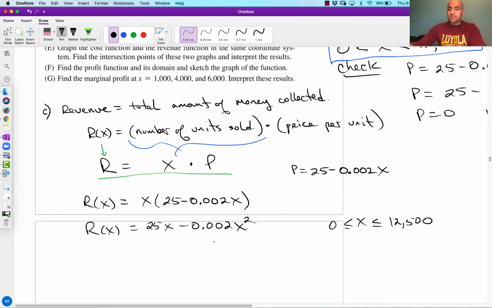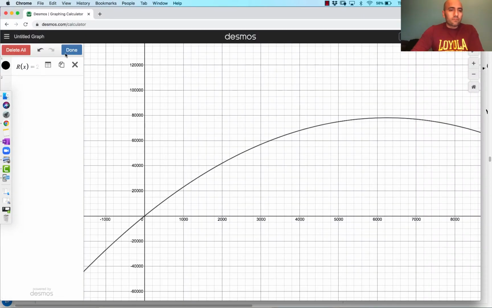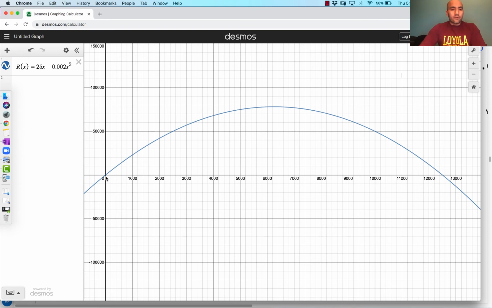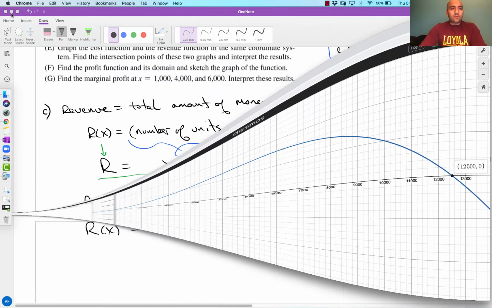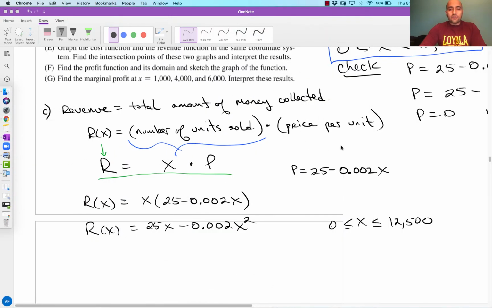Okay, let's graph this and see what it looks like. Here is our revenue function. Revenue starts off at 0 and climbs up. It wouldn't make sense to have negatives, right? So it starts off at 0, climbs up to some maximum revenue collected, and then it begins to decline again, and then it goes all the way back down. Over here at 12,500, we get back to 0, and beyond that, we start going into the negatives. So the domain of this revenue function is going to be the same as the domain of the price function. x has to be between 0 and 12,500.